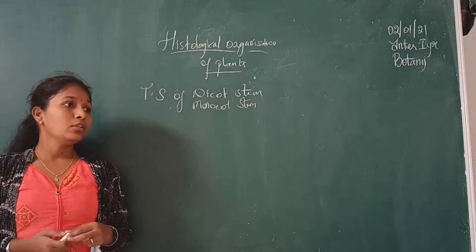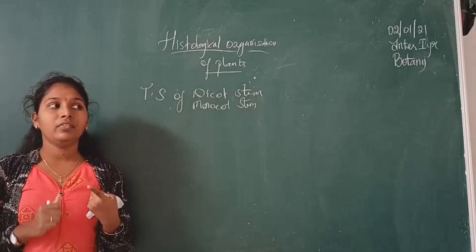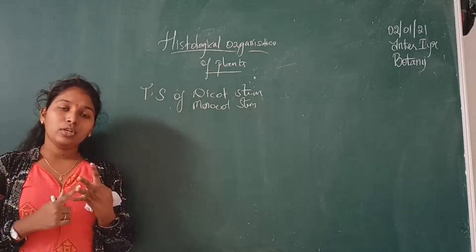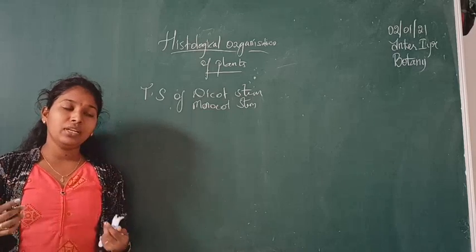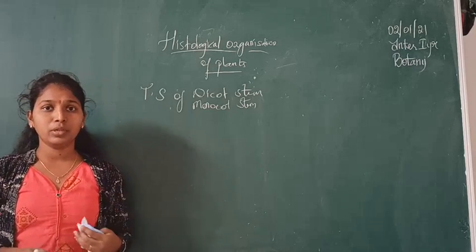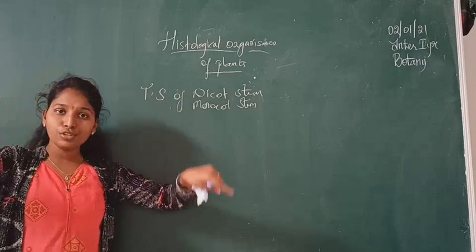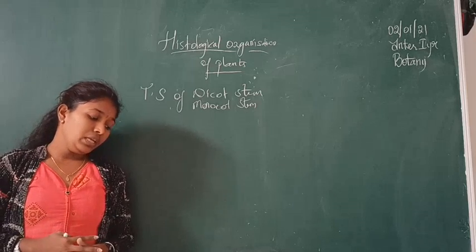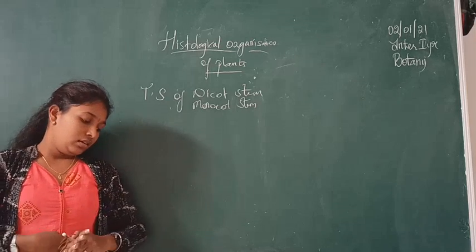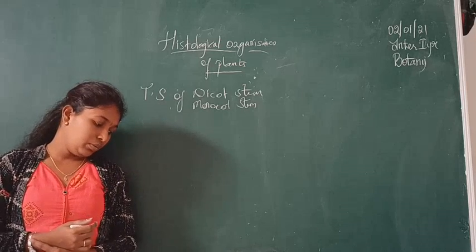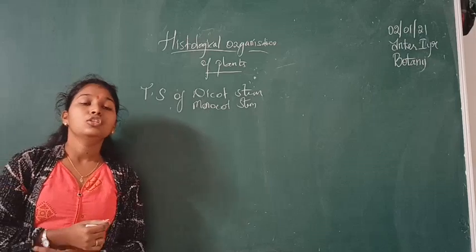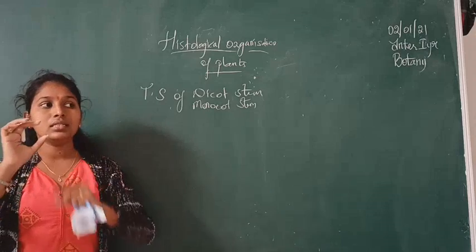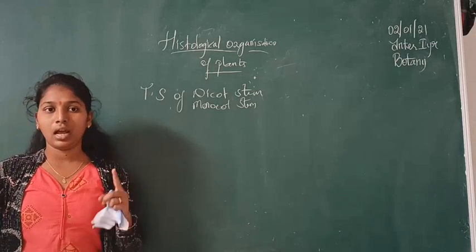Similarly, here also there are 3 parts. First one is the epidermis, second is the cortex, third is the stele. Coming to the epidermis, we should always remember that the epidermis consists of an outermost uniseriate layer, which consists of rectangular, tubular, compactly arranged cells. That means the cells in that layer are all compactly arranged one after another.